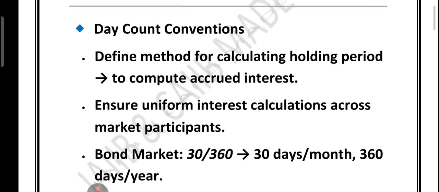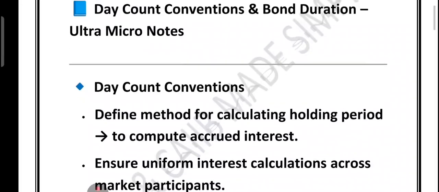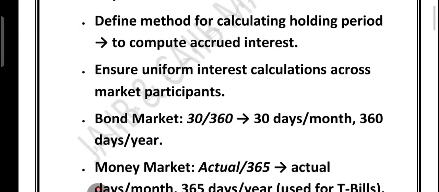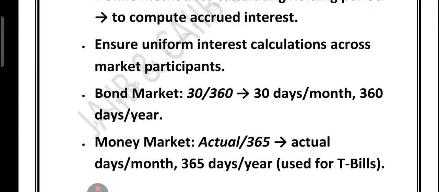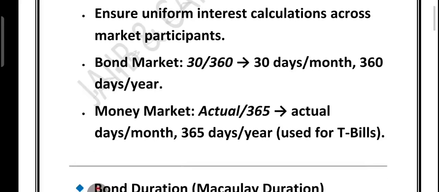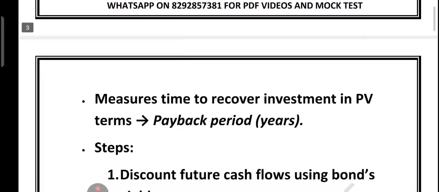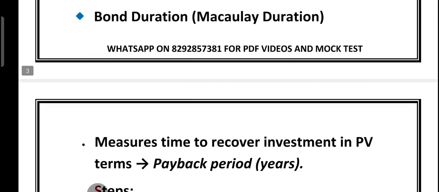So let's quickly revise the key points we have covered. We started with the purpose of the day count convention. I told you it helps to calculate the holding period as well as the accrued interest. In the bond market, the notation is 30/360, which means 30 days a month and 360 days a year. In the money market, the convention is actual/365, which means actual days and 365 days per year. The goal is to ensure uniform interest calculation across the market. That is our goal.